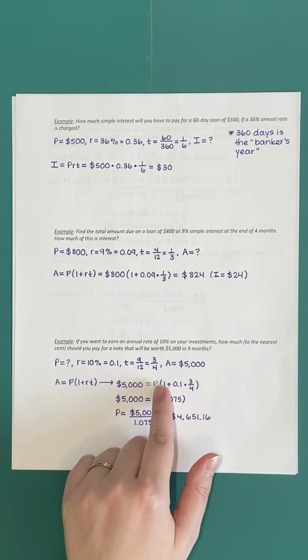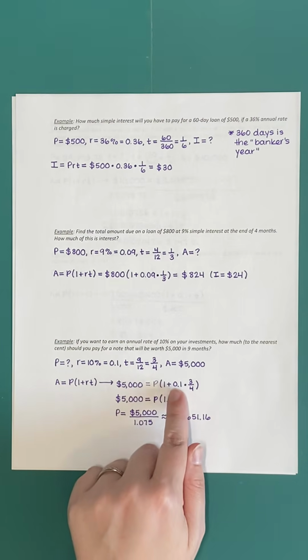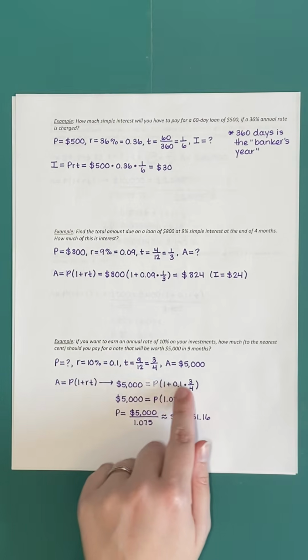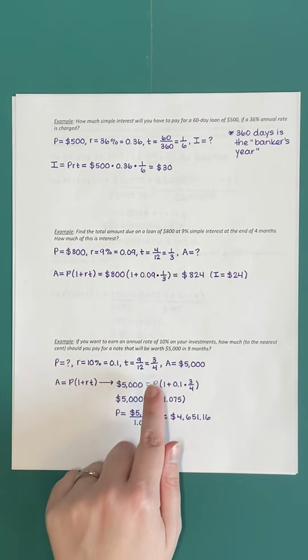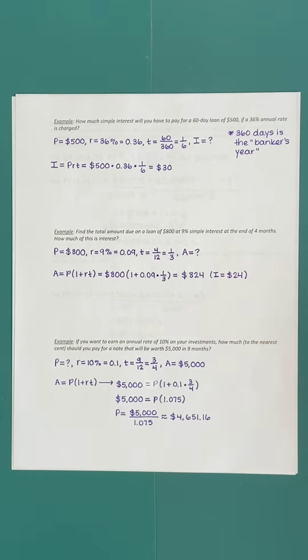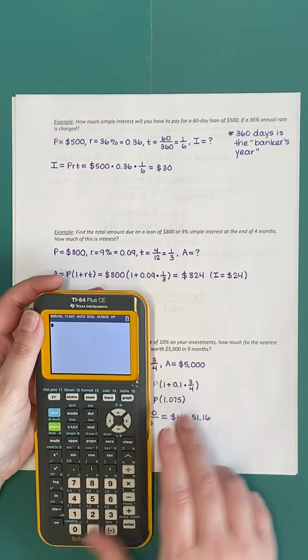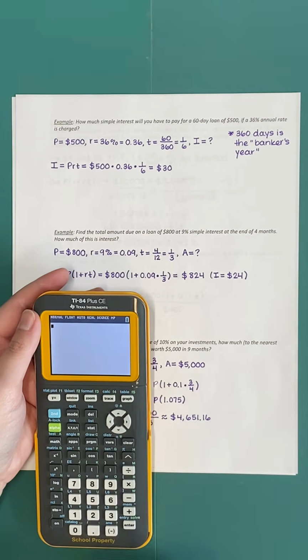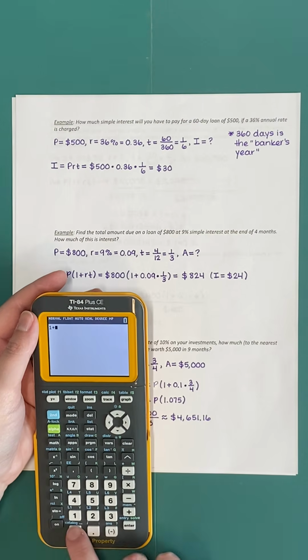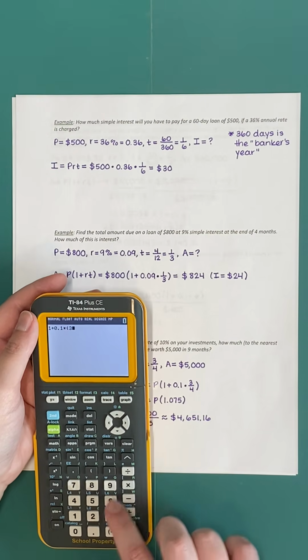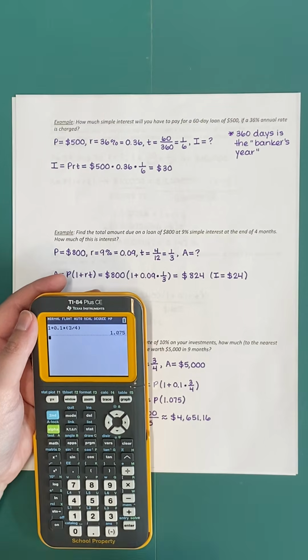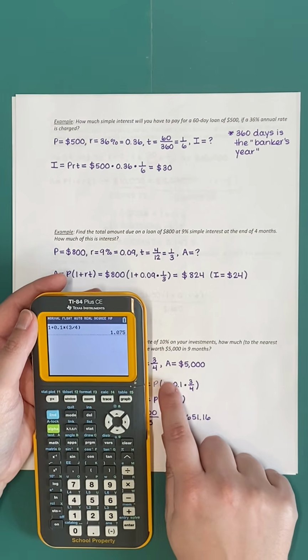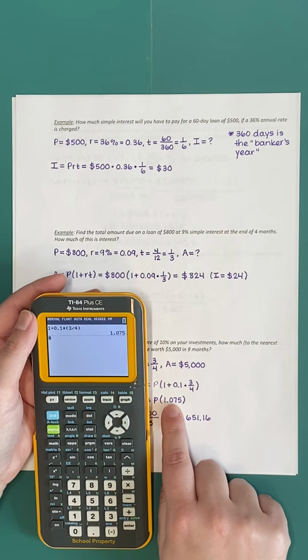Now notice that everything multiplied by P is constant. All of that is fixed numbers. So everything in parentheses can be simplified, because it doesn't technically relate to P. Anything that can be simplified, it's a good idea to simplify. So I'm going to type in everything in parentheses on one line: 1 plus 0.1 times 3/4. That's going to be 1.075. So that is now the number in parentheses.